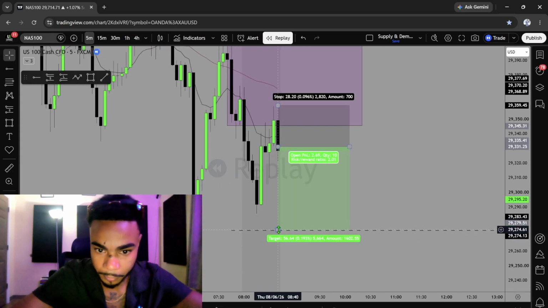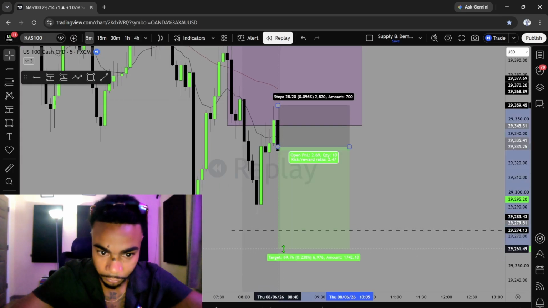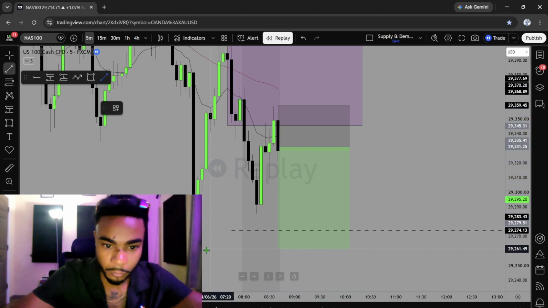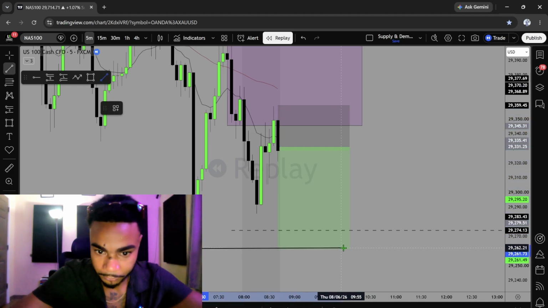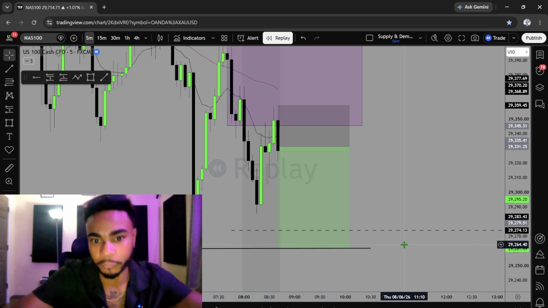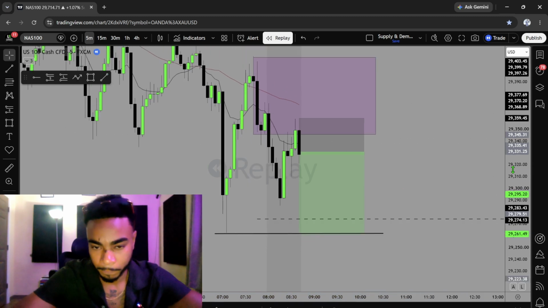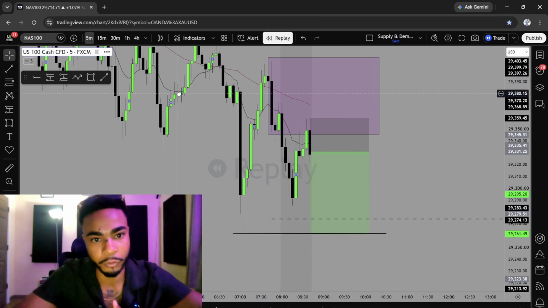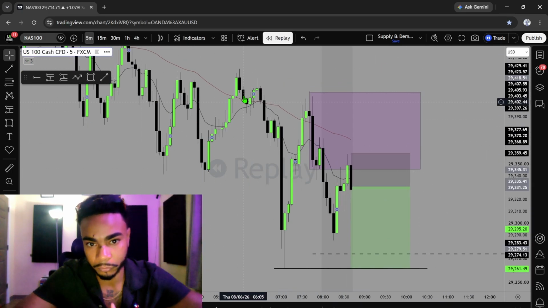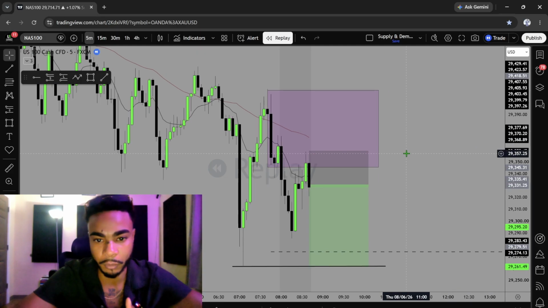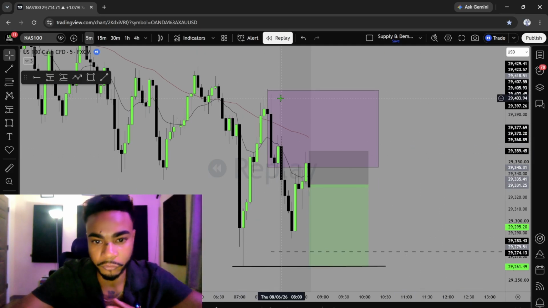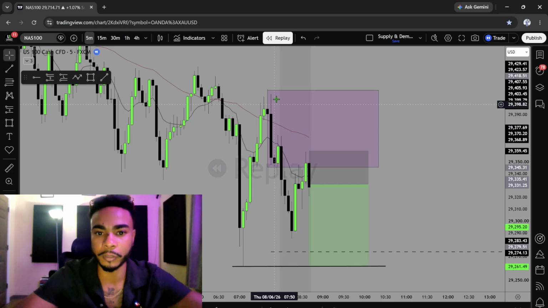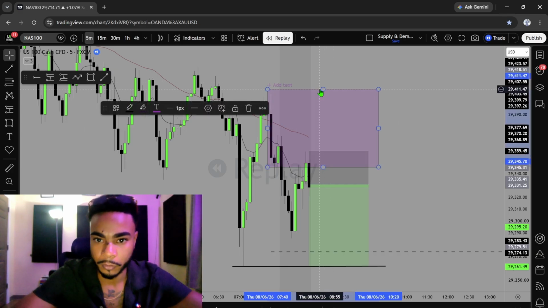But me personally, I was targeting these lows right here, because this is the most recent low. So I'm expecting price to come down and break these lows and create a new low, right? Because we're downtrending. Price is just going downwards, so we're just following the trend. And then we saw a setup right here, a pattern that is giving us a supply setup.